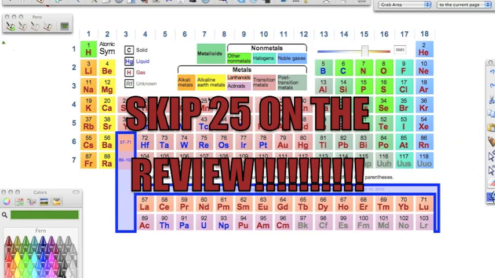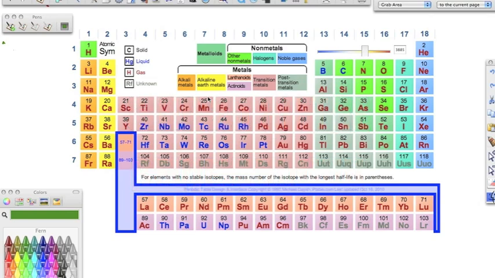26, it says state the periodic law. And remember that the periodic law just says that the similarities in properties of elements occur periodically, meaning that the elements in the same columns have the same type of properties and they occur periodically, and that's where we get periodic table from.